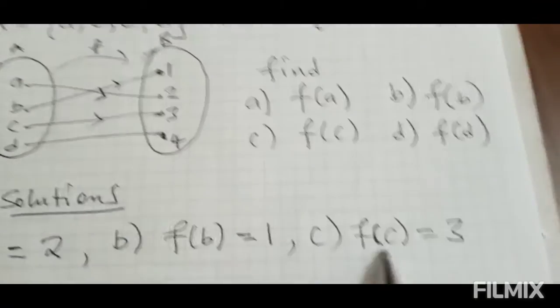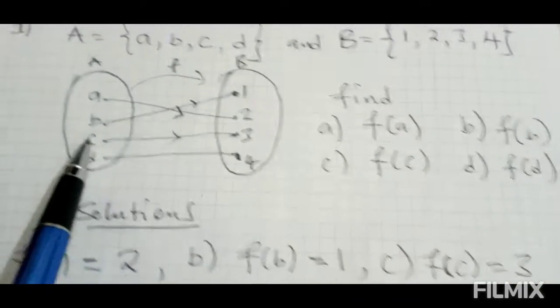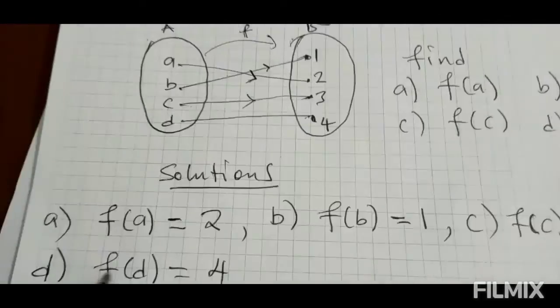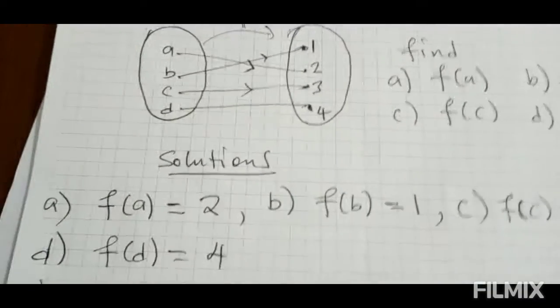B goes to 1. So f of c, you input c. f of c is 3, because c is going to 3. So f of c is 3. Likewise, f of d is 4 because d is going to 4. So, as simple as that.